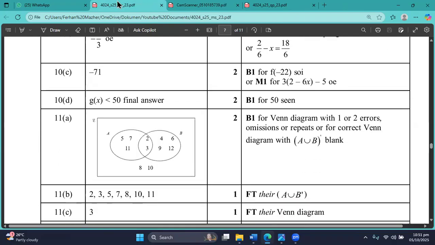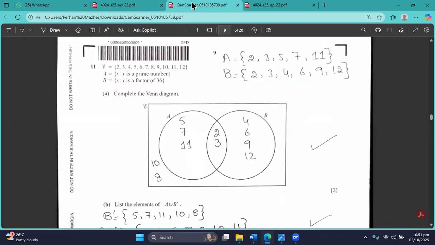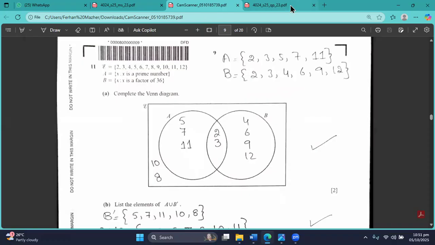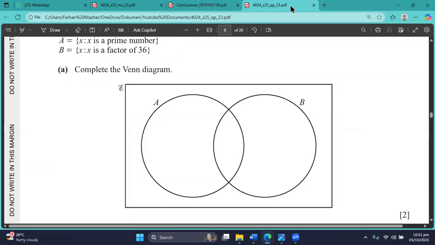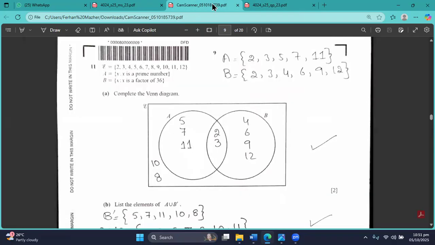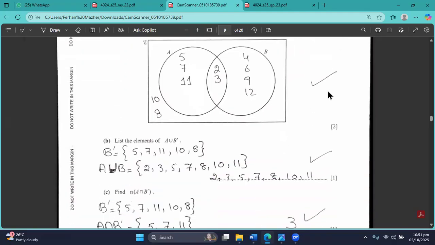So let's look at the marking scheme, sir. So this is our solution. This is the marking scheme. They are good. Okay. Question number 11, B part, he says, list the elements of A union B complement. So A union B complement, you have to write. So first of all, I will write the B complement. The B complement means out of this circle of B, there are 5, 7, 11, 10, and 8.